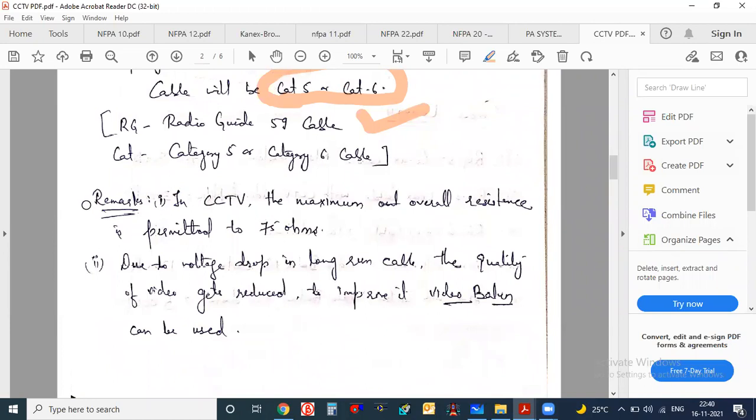Yes. Here they have given certain remarks. Overall resistance should be 75 ohms. This point is well taken for the electrical. This is coaxial. No, this is for in general. And due to voltage drop, normally what happens from an electrical point of view, there will be voltage drops. So here it is telling that go with the video balun.